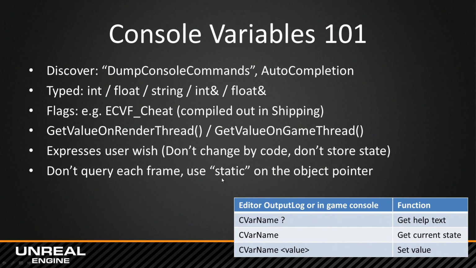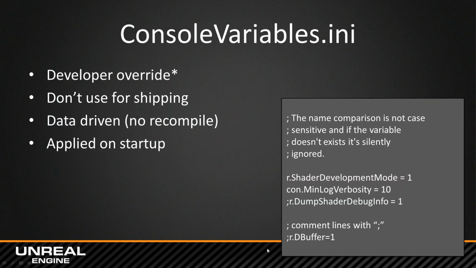If you use that code to query a console variable, you just query it once, store the pointer to the variable, and then you can just get the value very quickly. So you don't need to query it every frame. You basically just use a pointer on that and store the pointer in a static variable. As I said, question mark for help. Without any parameters, you'd get the value, and with the parameter, you set it to that value.